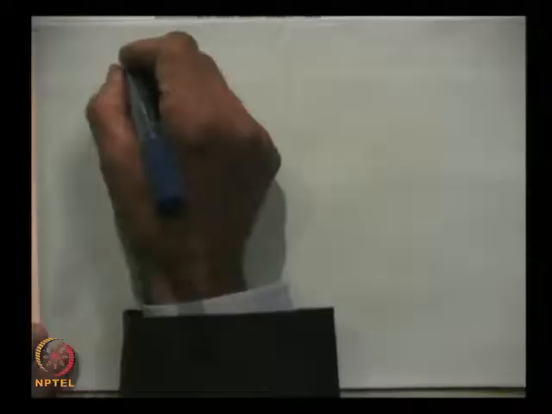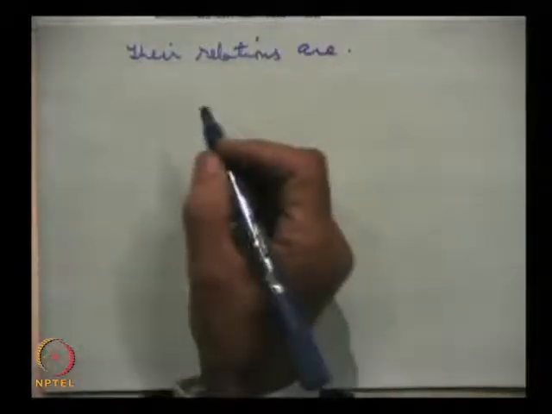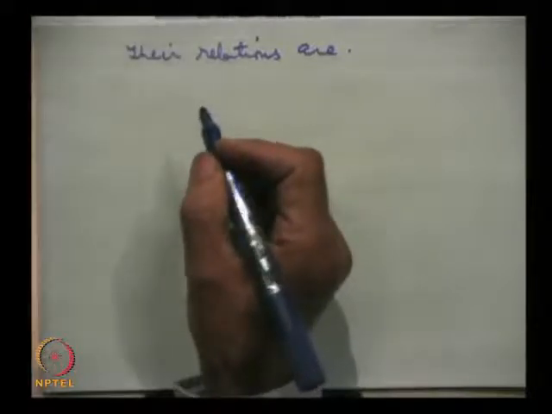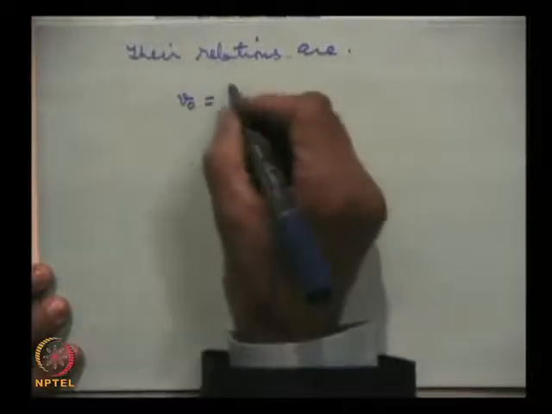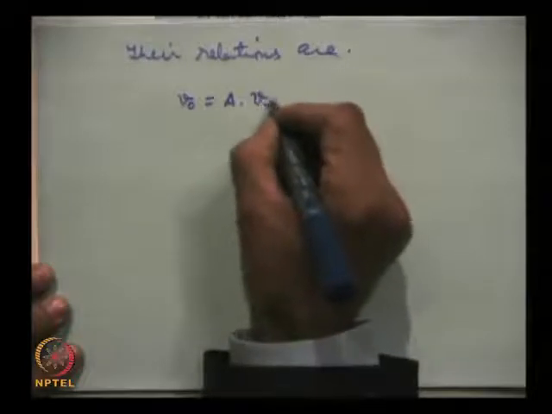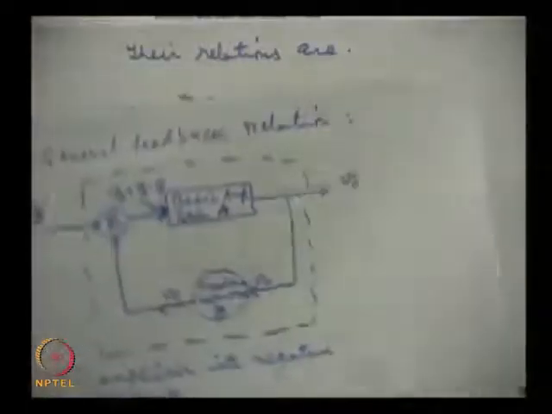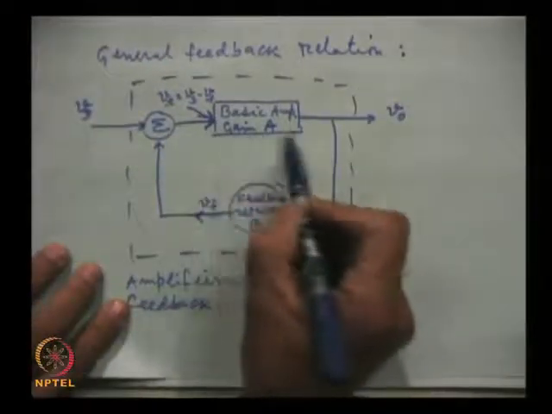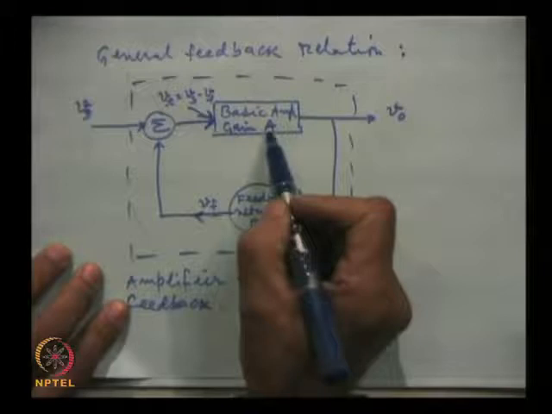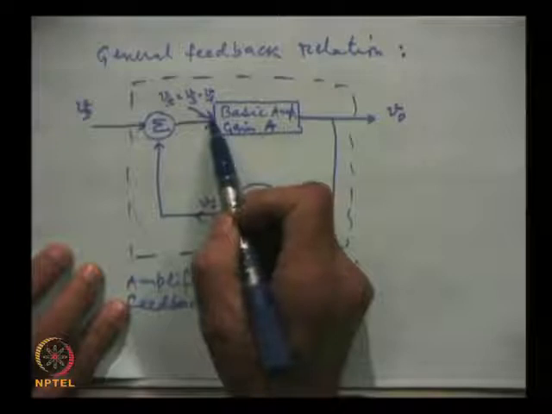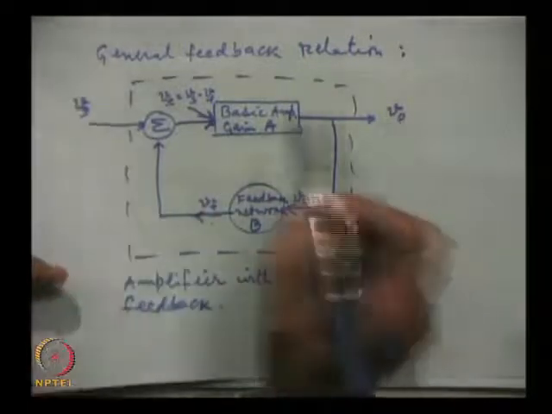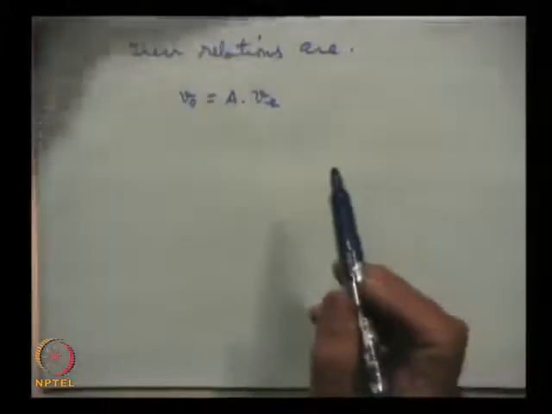Their relations are V0. V0 is gain into VE. Here, for this amplifier, A is the gain. So, A is equal to V0 by VE, because VE is the input to this amplifier, and so V0 becomes A into VE. This is what I have written.